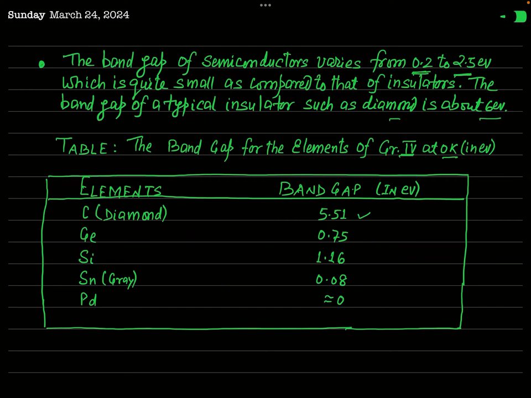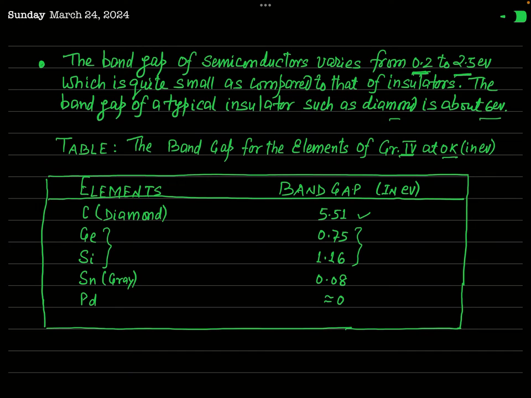But if you talk about germanium and silicon, you can see the values of their band gaps are respectively 0.75 electron volt and 1.16 electron volt. And this lies in this range, that is, between 0.2 electron volt to 2.5 electron volt. So these two materials are the most important semiconductors. Whenever you talk about semiconductors, definitely these two examples, germanium and silicon, come to your mind.